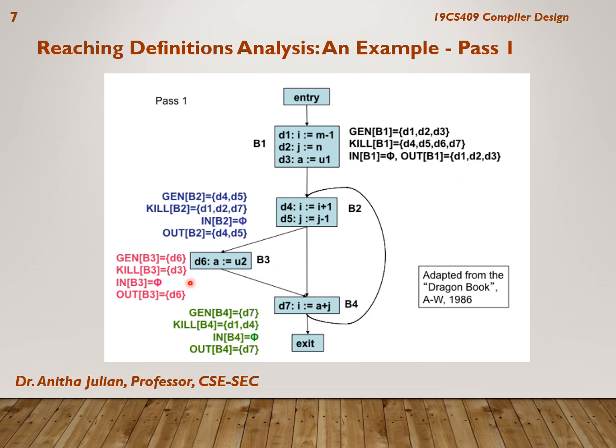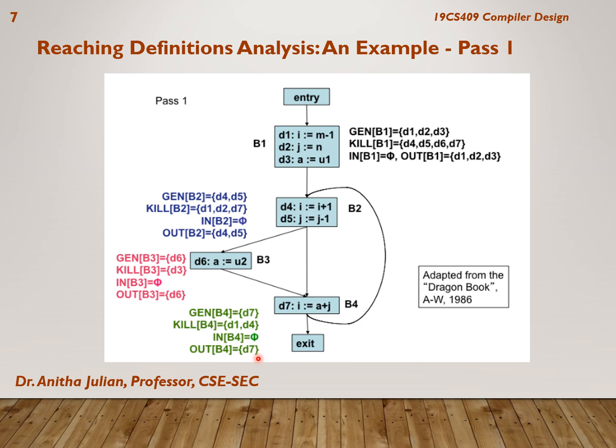Now coming to B2, the same thing happens. What is getting generated? D4 and D5. What is in? In is always null in the first pass. What is out? D4 and D5 itself. And then for kill, I and J are getting reassigned in D1, D2 and D7, so those things we write here. Similarly, if I come here, we are generating D6 alone. Output is also D6. In is null. Kill is: A is getting reassigned in D3, so that is why we put D3 here. It is a loop, so wherever it is reassigned, we have to include it.